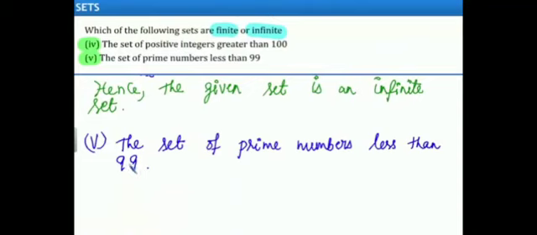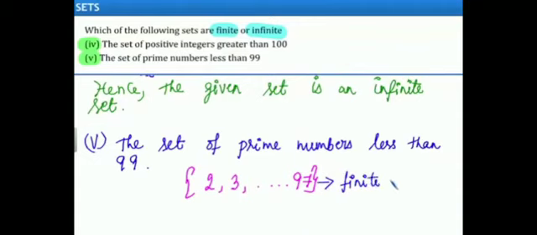Now fifth one, the set of prime numbers less than 99. If I write the set of prime numbers greater than 99, then the set is infinite, but the set of prime numbers less than 99 is a finite set, it's a countable set. Start with 2 and end with 97. 2, 3, 5, 7, 11 up to 97 is the set of prime numbers less than 99. So the given set has a finite number of elements, hence the given set is finite.